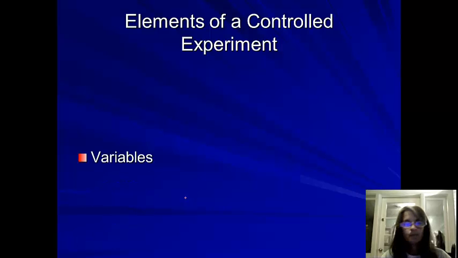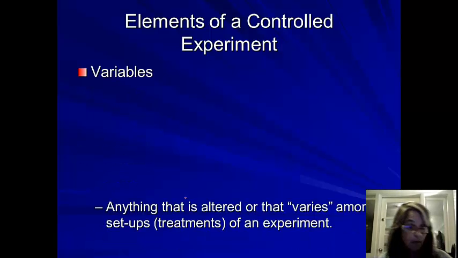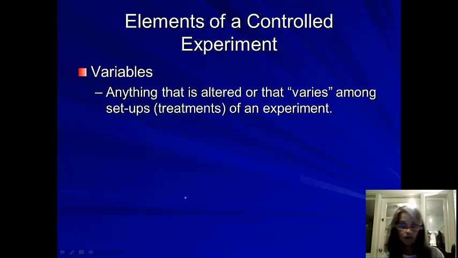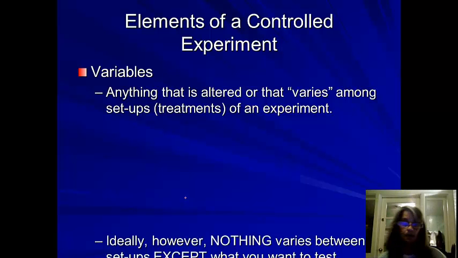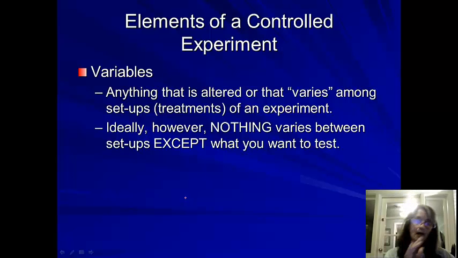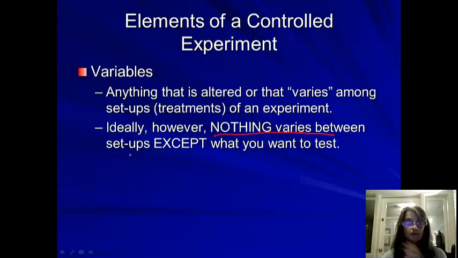Now, remember the term variable. Variables are anything that is altered or that varies among these setups, the various treatments, the normal light, the blue light, the green light, the red light of your experiment. Now, in an ideal, perfect world, nothing would vary between the different setups except the one thing you are trying to test, the color of light. Okay, that would be the only thing. Otherwise, all the plants are identical, all the pots they're in, all the soil they're in, all the temperatures, everything's identical.